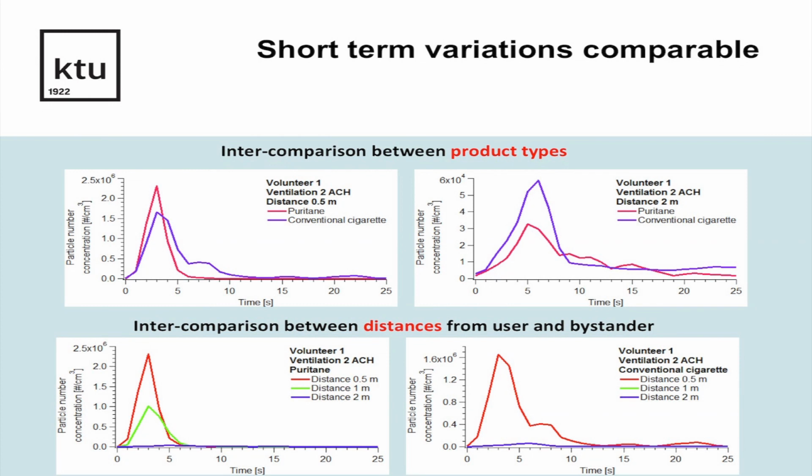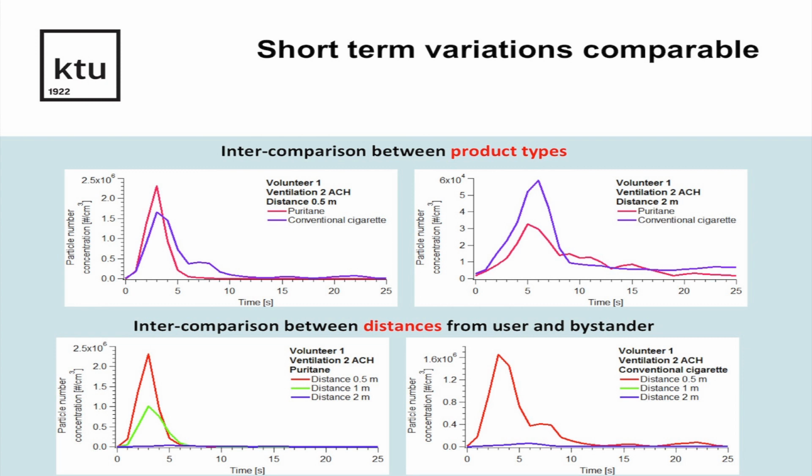So we examined these peaks separately, and for example, comparing products, we don't see much of a difference in each puff. You can see that there is an increase and decrease, let's say a 5-second process or 10-second process, depending on the distance at which the potential exposure may happen.